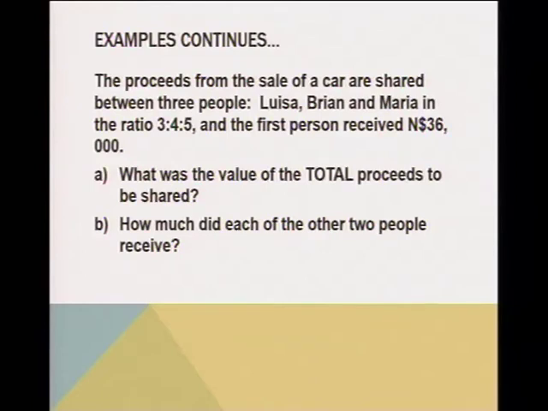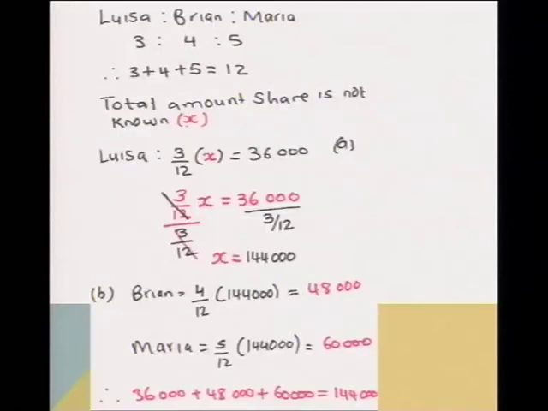And then the second question is asking how much did each of the other people receive. Now, if you do not find the first answer, which is the total proceeds, then you cannot answer the second one, because you will not know how much each of the rest receives. Out of what? That is what you don't know. Okay? Now what we do there, the steps are still the same. You still have to add the ratios together, 3 plus 4 plus 5, and it will give you 12.